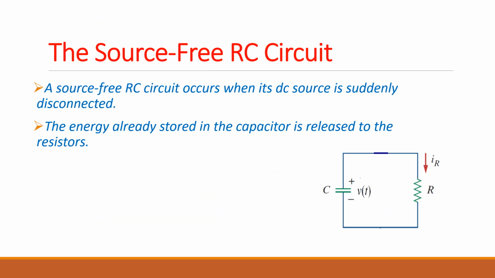Okay, so this one we call the source free circuit, because you don't see any sources. Do you see any sources in this circuit? It is very simple. This is an RC circuit. Why do we call it an RC circuit? Because it has a resistor and a capacitor. When its DC source is suddenly disconnected, what is happening? The energy already stored in the capacitor is released to the resistor.